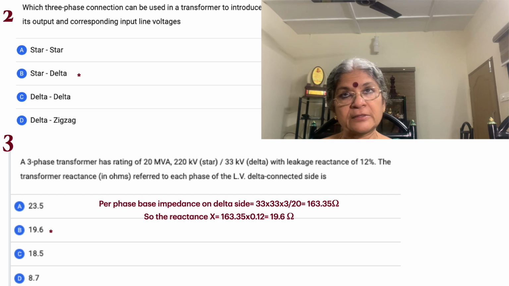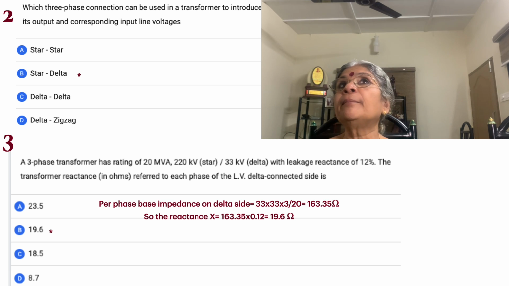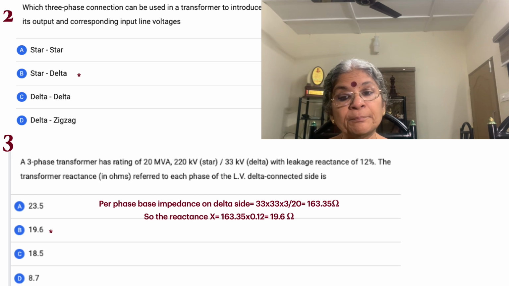the low voltage side, which is good for us because we can easily find out the base impedance on the low voltage side. What's the base impedance? 20 by root 3 has to be taken because that gives you the per phase MVA, and the per phase voltage is 33 kV. So kV square by MVA, or 33 square divided by 20 by 3, will give you a base impedance of 163.35 ohms.